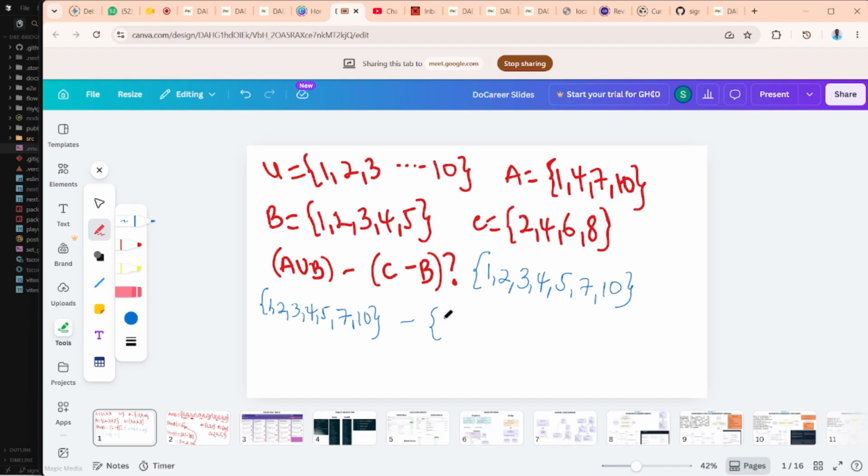C minus B would be 6 and 8. Yeah, it's 6 and 8. So then this one will not even do anything. Exactly, that's right. I didn't test the other aspects of the sets that we learned, but most of the questions are around this.